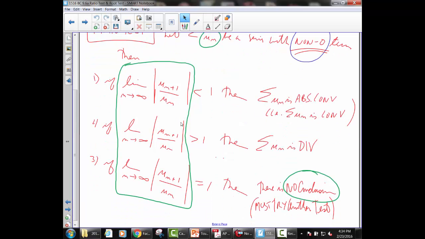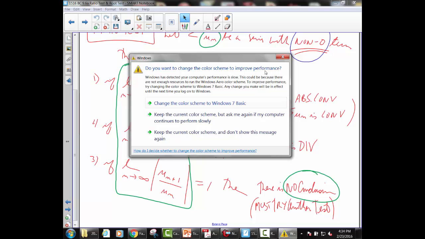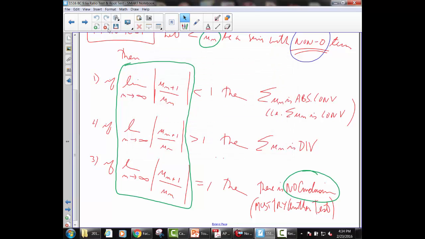Now you can see the 3 situations. If that limit is less than 1, then the series un is absolutely convergent, therefore is convergent. If it's bigger than 1, it's divergent. If it equals 1, unfortunately, that means there's no conclusion, and you will have to try another test. Okay, and here it is easy: less than, convergent; greater than, divergent. That kind of makes sense. But remember, if it's equal to 1, there is no conclusion.